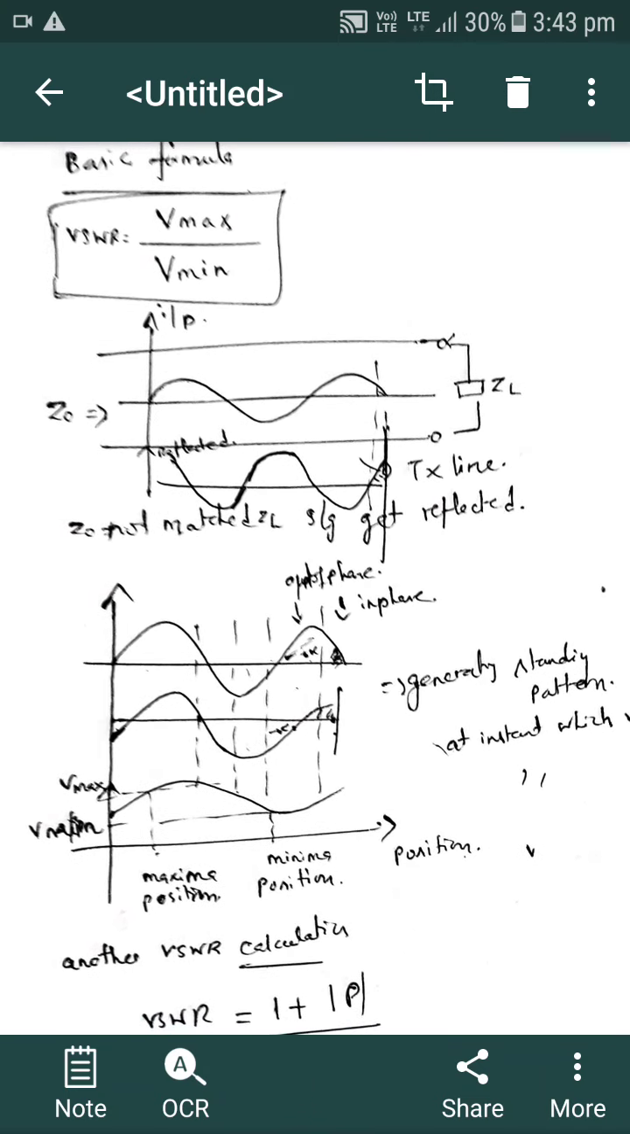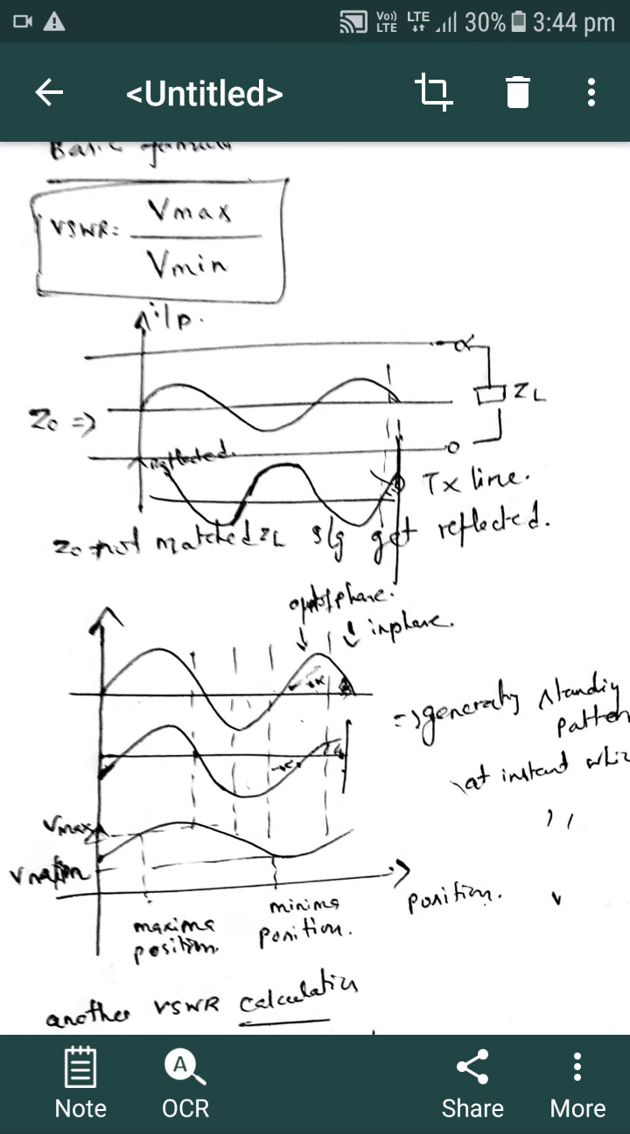These incident and reflected waves, at each position, can have voltages that are in phase or out of phase. Based on that, we get a standing wave pattern in the transmission line. The standing pattern in the transmission line is because of the incident and the reflected wave. This reflection is because of the input impedance and the load impedance mismatch.